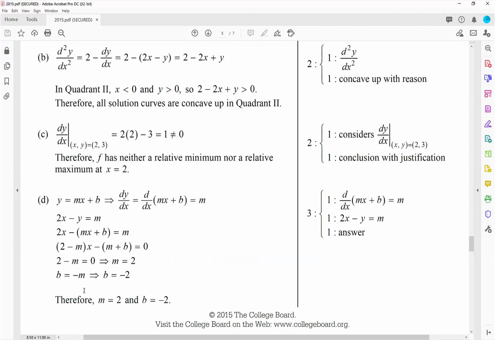I do not like their route. It looks to me like they created a system of equations and then solved for m and solved for b. I don't like that route. I wouldn't have thought of that. But maybe, do you think you guys would have thought of this route?